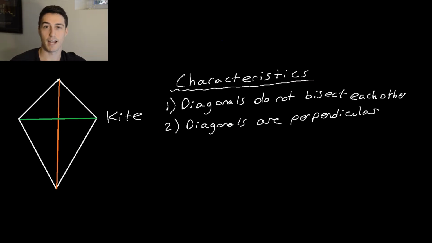And lastly, we have a kite. For a kite, the diagonals do not bisect each other. So this green line and orange line, they do intersect, but they don't create equal length lines on either side of them. So they're not bisectors. Additionally, the diagonals actually are perpendicular for a kite. So this green line and orange line form a right angle here.